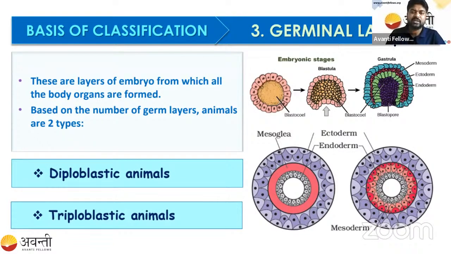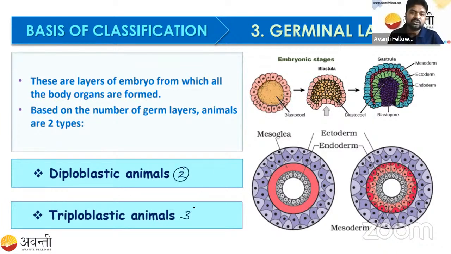So germinal layer is nothing but, whenever the embryonic stage comes after the zygote, at that time there is development of different types of layers, and these layers in future develop into different organs inside the body. That is known as the germinal layer. There are mostly two types of germinal layer animals: diploblastic animals, which contain only two types of layers, and triploblastic animals, which contain three types of layers.